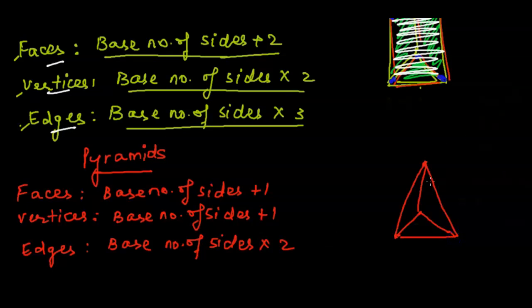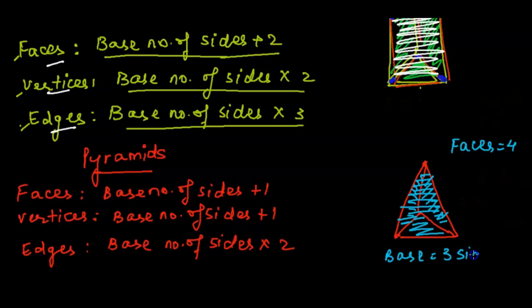Let's count the number of faces. We have 1, 2, 3, and you see this one right coming in front of you? 4. So how many faces do we have in this pyramid? 4. And how do we get it? Because the base is a triangle, so we have 3 sides. The formula is base number of sides plus 1. So faces is 3 plus 1 is 4. Let's test the vertices. We have 1, 2, 3, and 4. And the formula for vertices is base number of sides plus 1 again. So we have vertices also 3 plus 1 equal to 4.